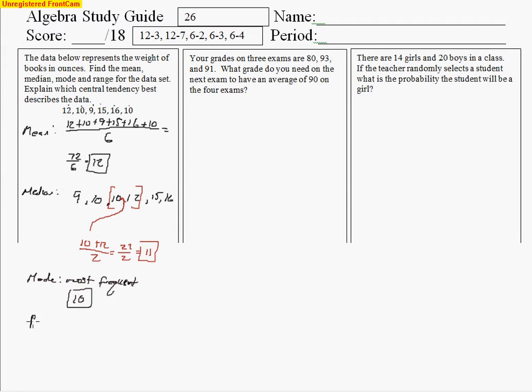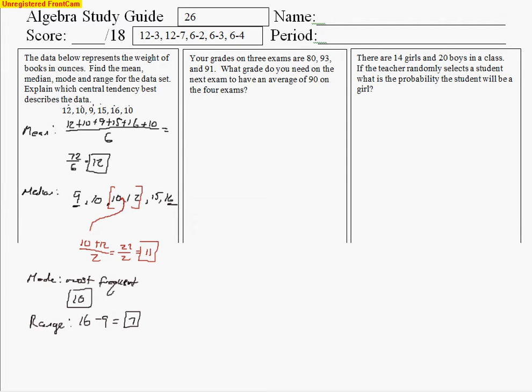The range is the difference between the highest and the lowest number. So I'm going to just subtract the lowest from the highest. 16 is the highest, 9 is the lowest, so I take away 9, and that gives me 7. So 7 is our range.